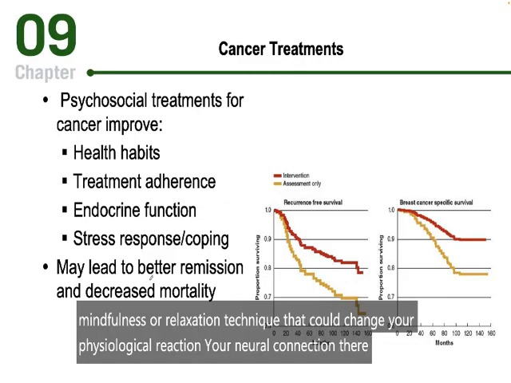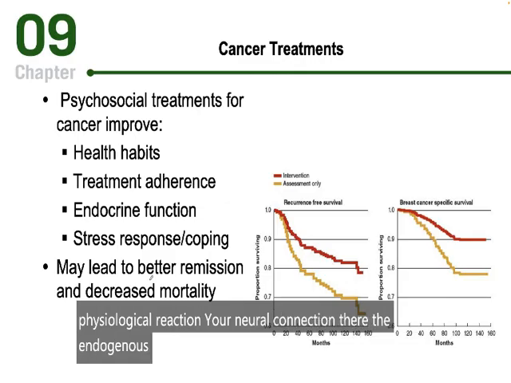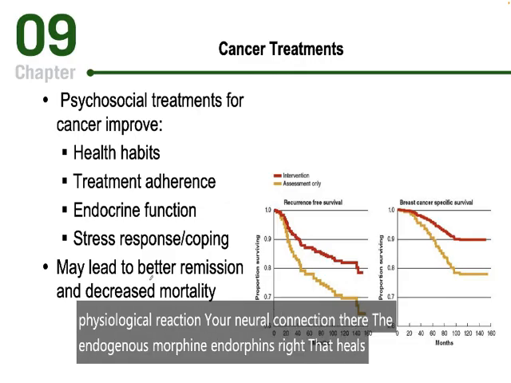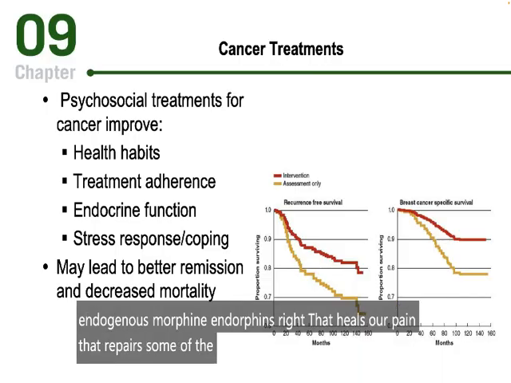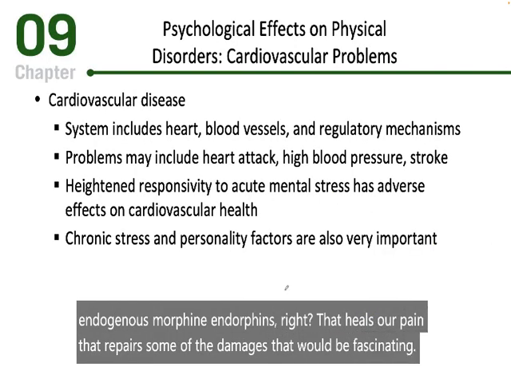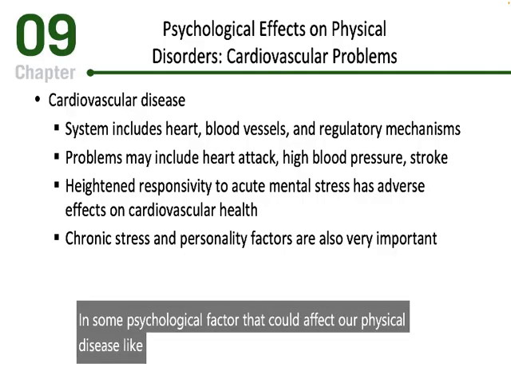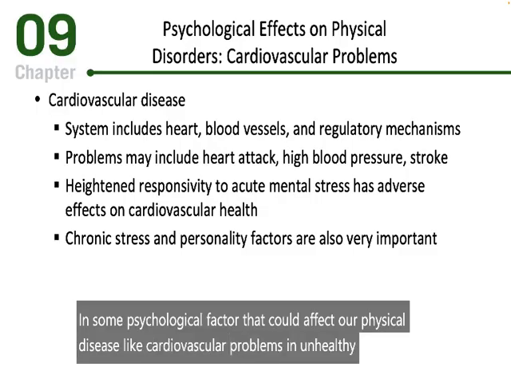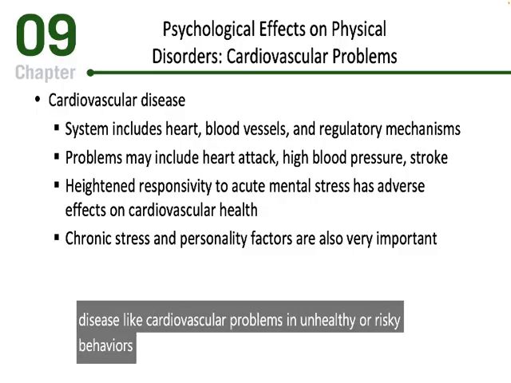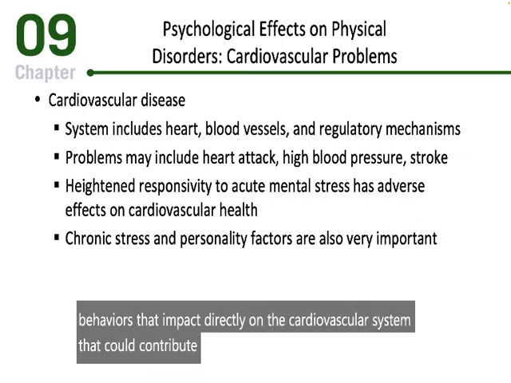The endogenous endorphin, right? That heals our pain, that repairs some of the damages. That would be fascinating. And some psychological factors could affect our physical disease, like cardiovascular problems, unhealthy or risky behaviors that impact directly on the cardiovascular system, that could contribute to strokes, high blood pressure, and coronary heart disease.